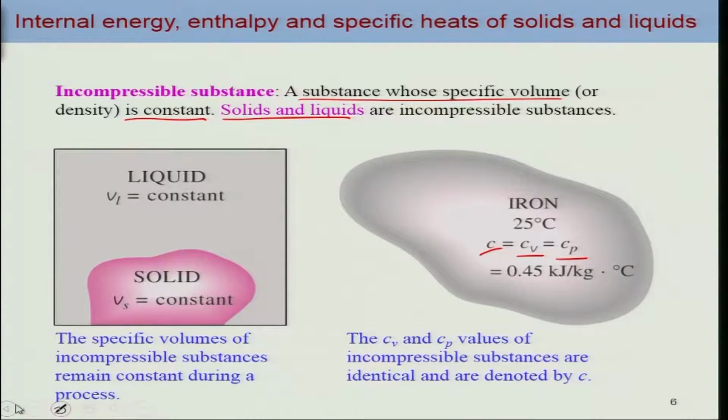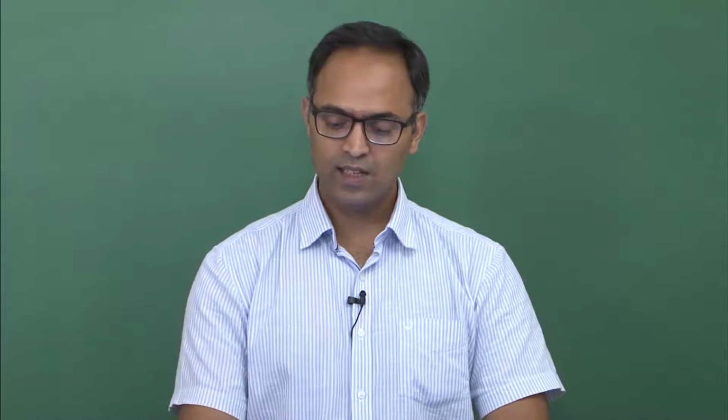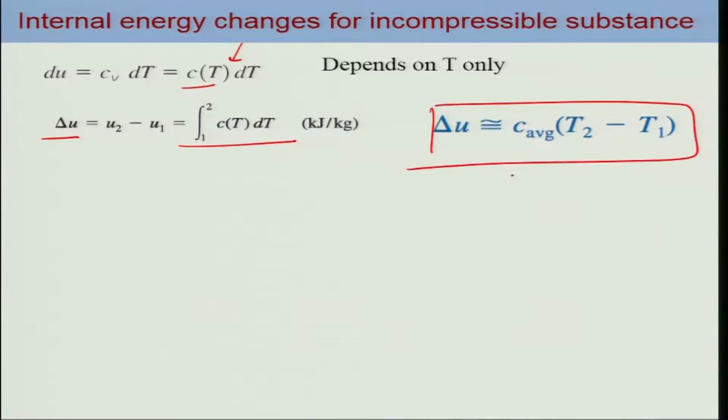So considering the fact that C and Cv are the same, one can also show that for such a system, just like an ideal gas, your C only depends on temperature. Thus you can find the change in internal energy by simply integrating C over a temperature range from state 1 to state 2. Or you can approximate again, as we have done for the gases, in this form, where you approximate C average over the temperature range.